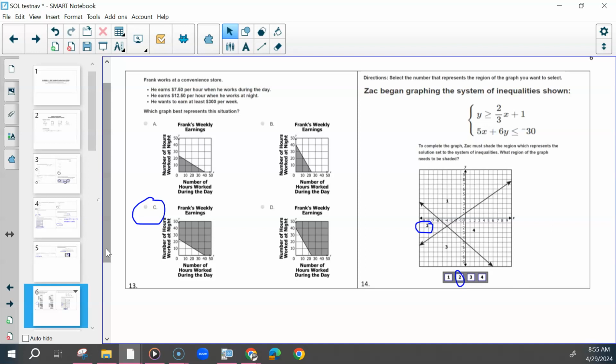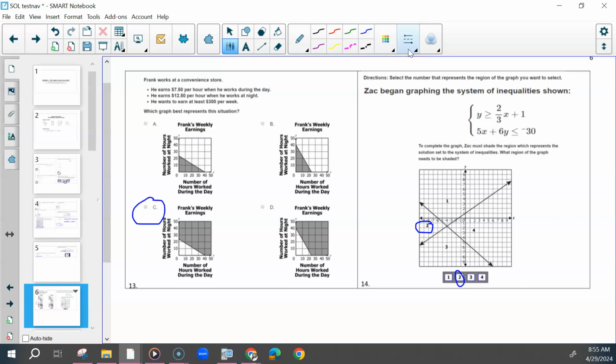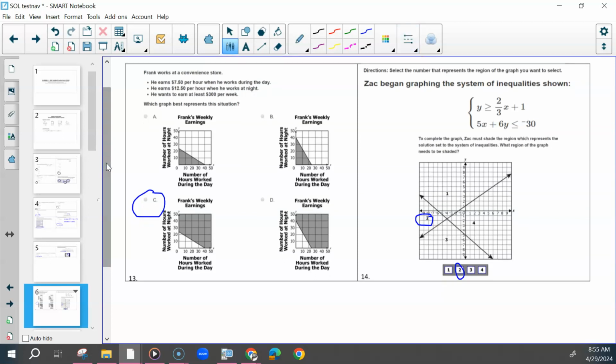Yes. Say how you got that is the 13. So in this example, we have some 750 during the day. Let's call that X. And 1250 at night. I'm going to be adding those two together. At least is greater than or equal to 300.